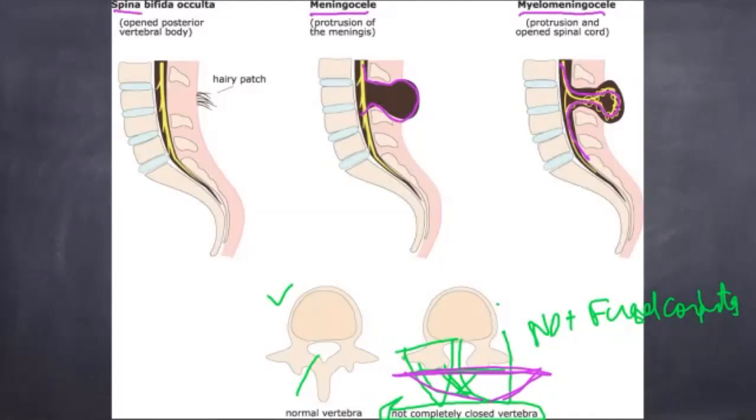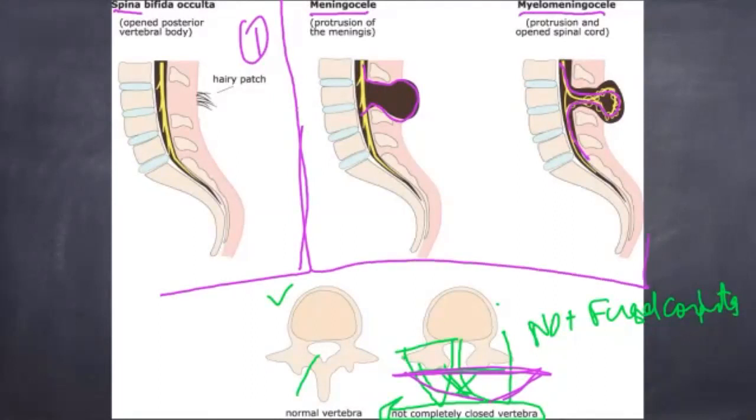And spina bifida is of two types. Spina bifida occulta is the first type, and the second type is this one, where meninges and cord also protrude. Usually this is a birth defect.